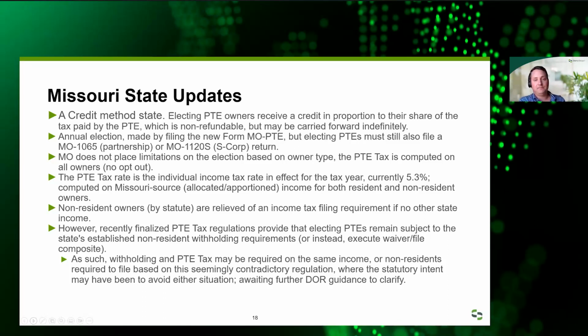Owners would get a credit from the electing entity that they can apply towards their own Missouri income tax liability. One interesting thing I thought about Missouri is that it's a non-refundable credit. For the most part, most states that are credit method states take the approach that the credit would be refundable. There are a handful, like California and Arizona, where it's non-refundable, but you get a 5-year carry forward.